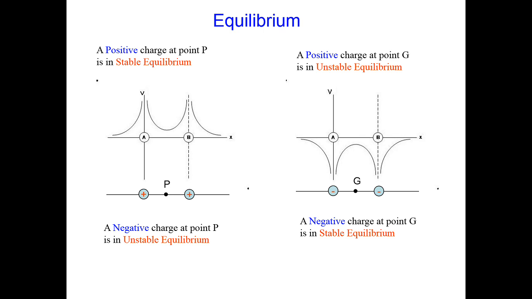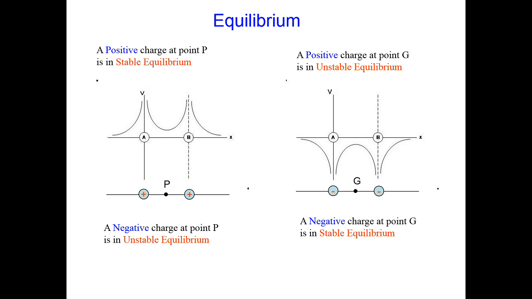On the right graph, we have a positive charge between two negative charges. Here we also have a spot in the potential graph where the slope is zero, so there is no net electric field and no net force. However, in this case, the slightest bump to the left will cause it to move to the left, and the slightest bump to the right will cause it to move to the right. This means it's not in an equilibrium.